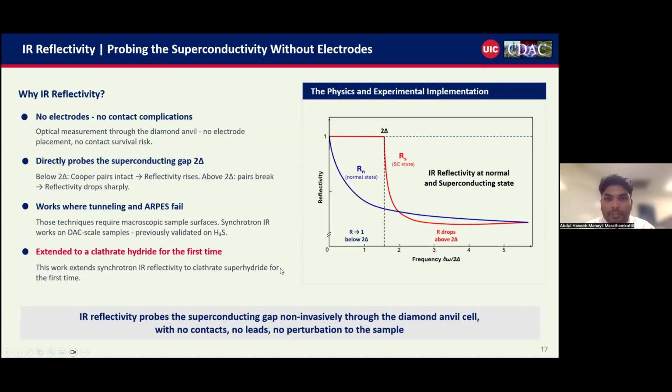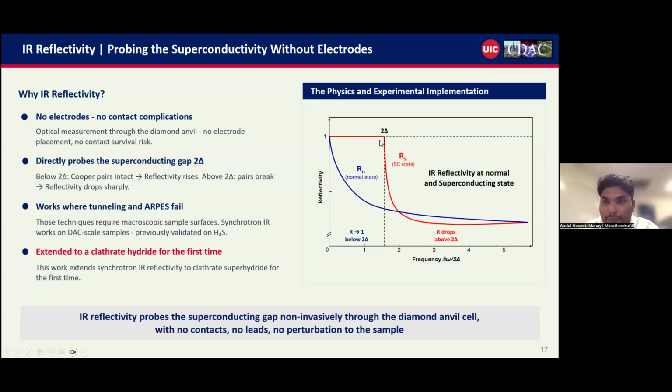So let me explain the physics before showing the data. In BCS superconductivity, breaking a Cooper pair costs a minimum energy of 2 delta, the superconducting gap. This has a direct optical consequence. Photons below 2 delta cannot break pairs and are perfectly reflected. Photons above 2 delta break Cooper pairs and are absorbed. Reflectivity drops sharply. The diagram on the right shows this.